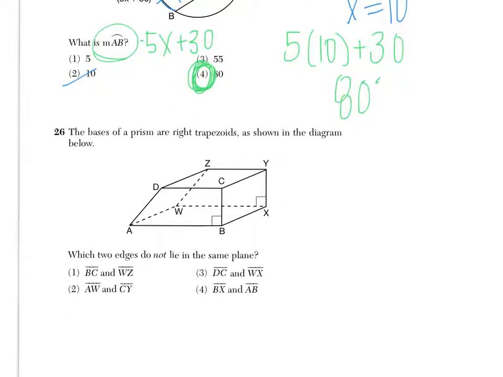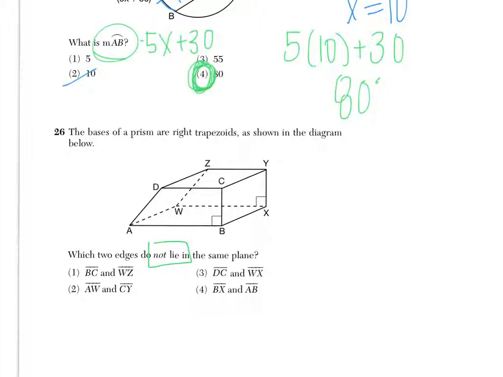Number 26 says the bases of a prism are right trapezoids as shown in the diagram below. Which two edges do not lie in the same plane? So remember, planes are kind of like pieces of paper, except they extend infinitely in all directions. So here we have to find out which two do not lie on the same plane. So I'm going to go through and highlight them. If I find that they are on the same plane, I'm going to erase and try again, because remember, we're looking for a not.